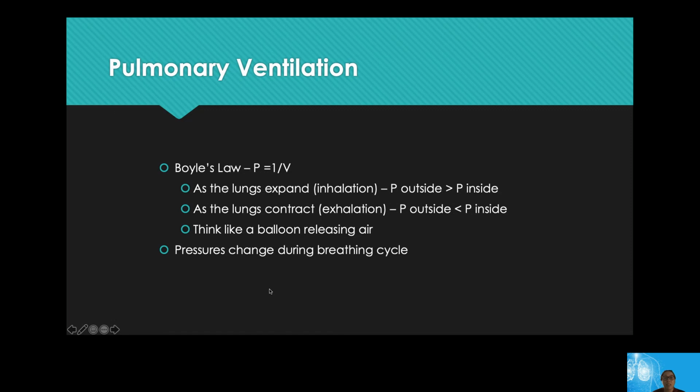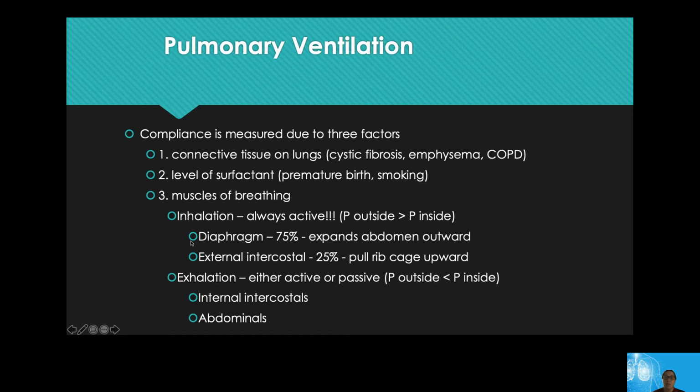In fact, breathing is achieved with the help of inhaling and exhaling muscles. And inhalation muscles include the diaphragm, which is about 75% of your breathing. And this expands the abdomen outward and increases the cavity of the chest. About 25% of inhalation is also going to be the external intercostals, and they help to raise the chest and expand the thoracic cavity outward.